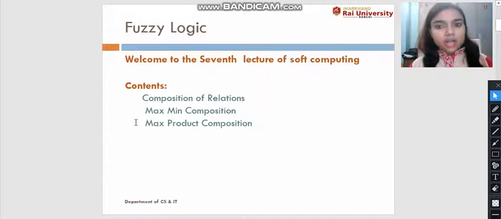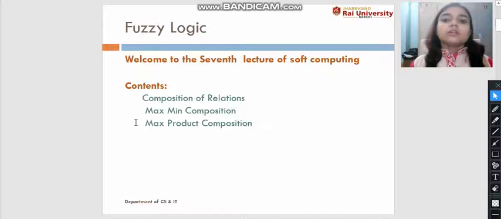In the previous class, I discussed the crisp relation. A crisp relation can be defined using a Cartesian product, which is an ordered pair of elements such that the first element belongs to the set A and the second element belongs to the set B, and it is represented as A cross B. We have also learned about the different operations that we can perform on the crisp relation. They are union, intersection and complement.